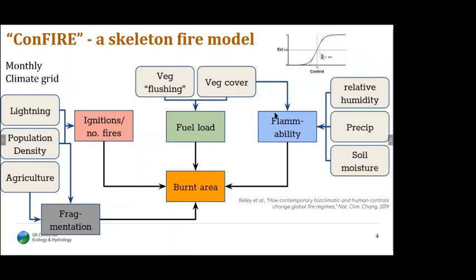So we did this by building what I'm going to call a skeleton fire model, one with just a very basic representation of what most fire models have in common, which we call Common Fire. It basically just simulates four main controls on burnt area: the fuel load, the flammability or the moisture of the fuel, ignitions, and fragmentation effects from people.